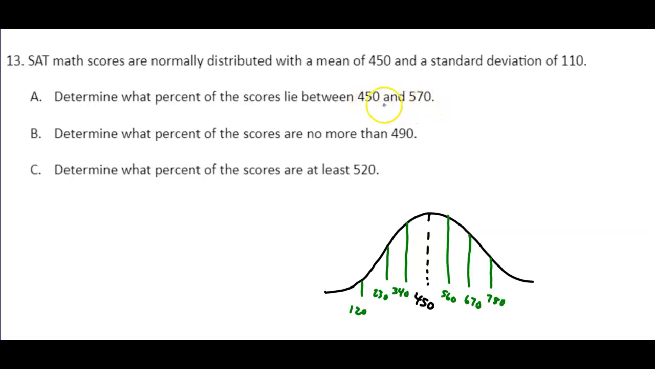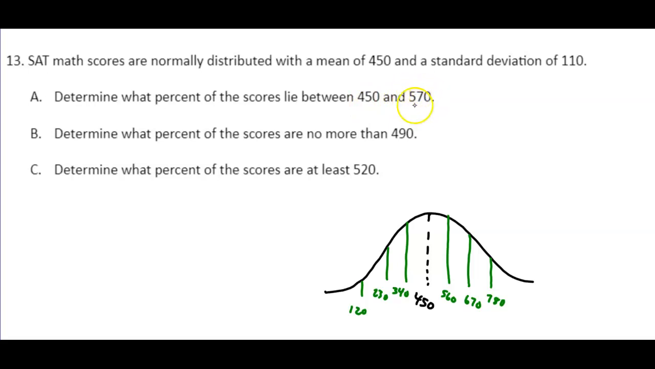Now, if you look at these two scores that are our bounds, and then you compare them to the curve that I already created using the mean and standard deviation, remember mean is down the middle, we add the standard deviation of 110 over and over again 3 times to get the standard deviations to the right of the mean, and then we subtract 110 to get the standard deviations to the left of the mean. So I've already built a curve for you. If you look at these numbers on the bottom of the curve, 450 is one of them, but 570 is not.